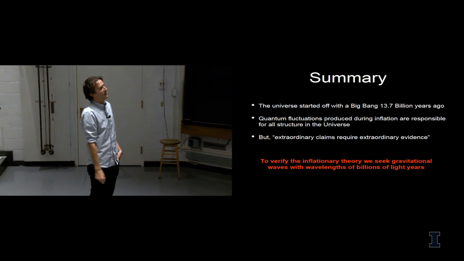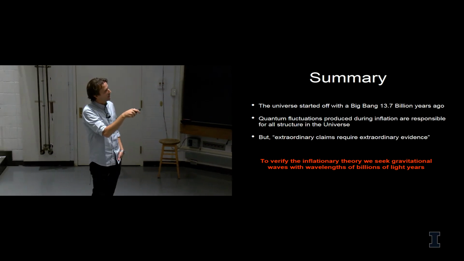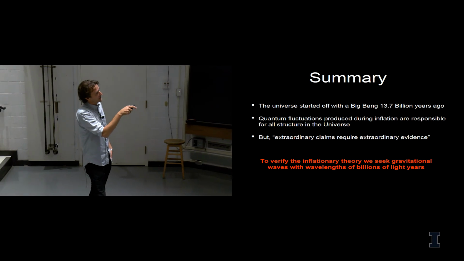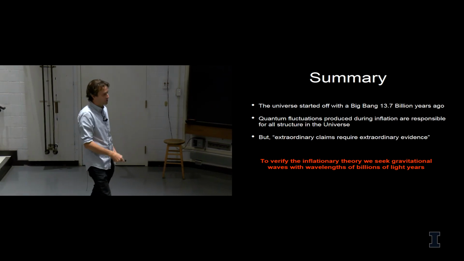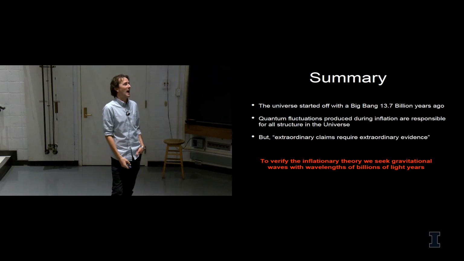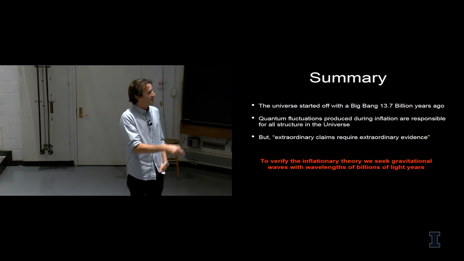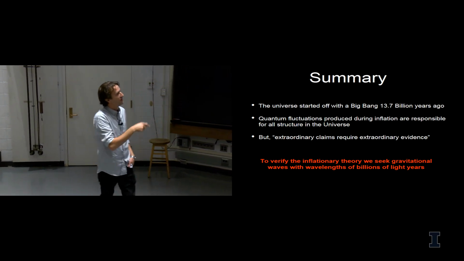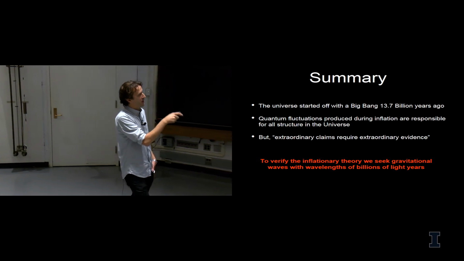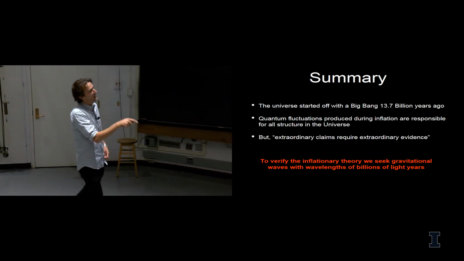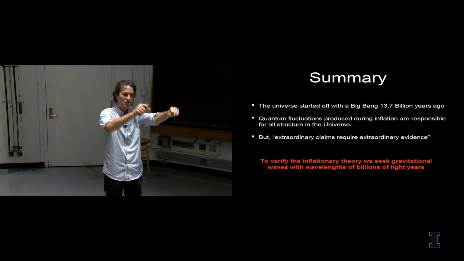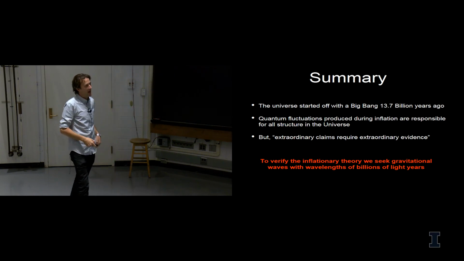So let me just summarize, and then I'll take questions. We're now pretty sure that the universe started off with a Big Bang 13.7 billion years ago. There's this theory that all the structure in the universe was produced during inflation by quantum mechanical fluctuations, and it is in very good shape. We have very strong evidence that this is indeed what happens. And indeed, extraordinary claims require extraordinary evidence. And so to try and verify this really crazy theory, we're looking for these gravitational waves. And the wavelength of these gravitational waves is billions of light years. So these are gravitational waves that are spanning the entire universe.